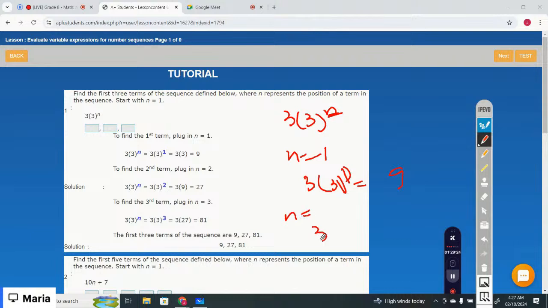Then n equals 2 and 3 squared. 3 squared is 9. 9 times 3 is 27. The third one is 3 exponent 3, that is 3 times 3 is 9. 9 times 3 is 27. 27 times 3 is 81. So that means the terms are 9, 27 and 81.